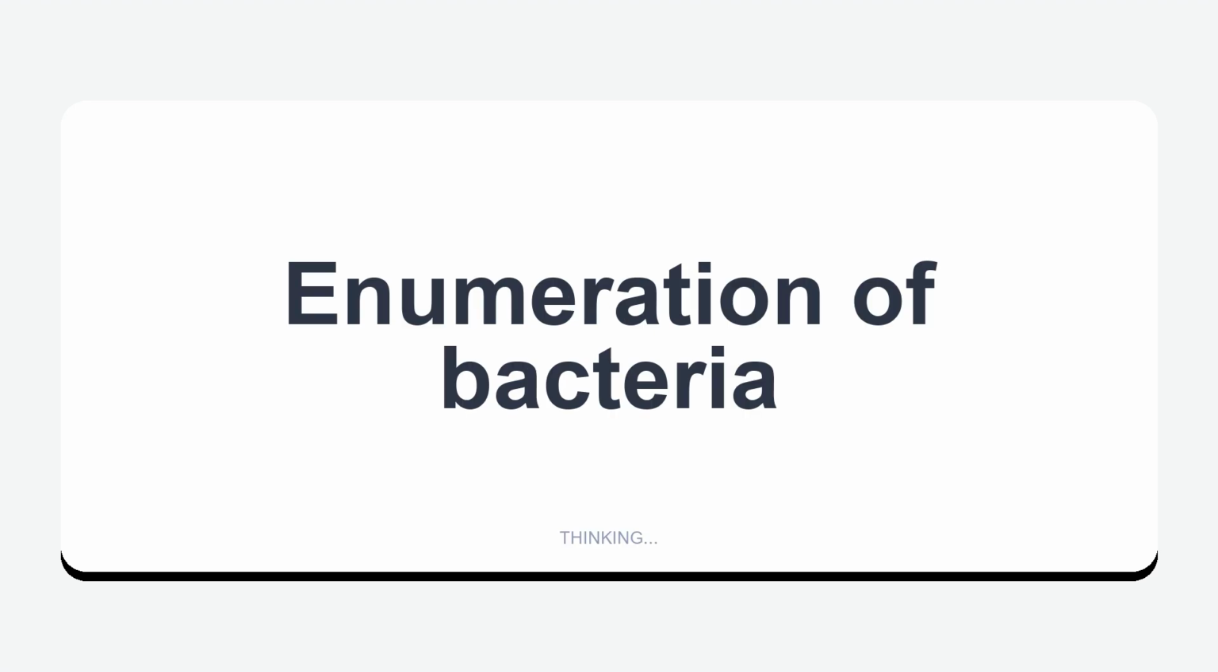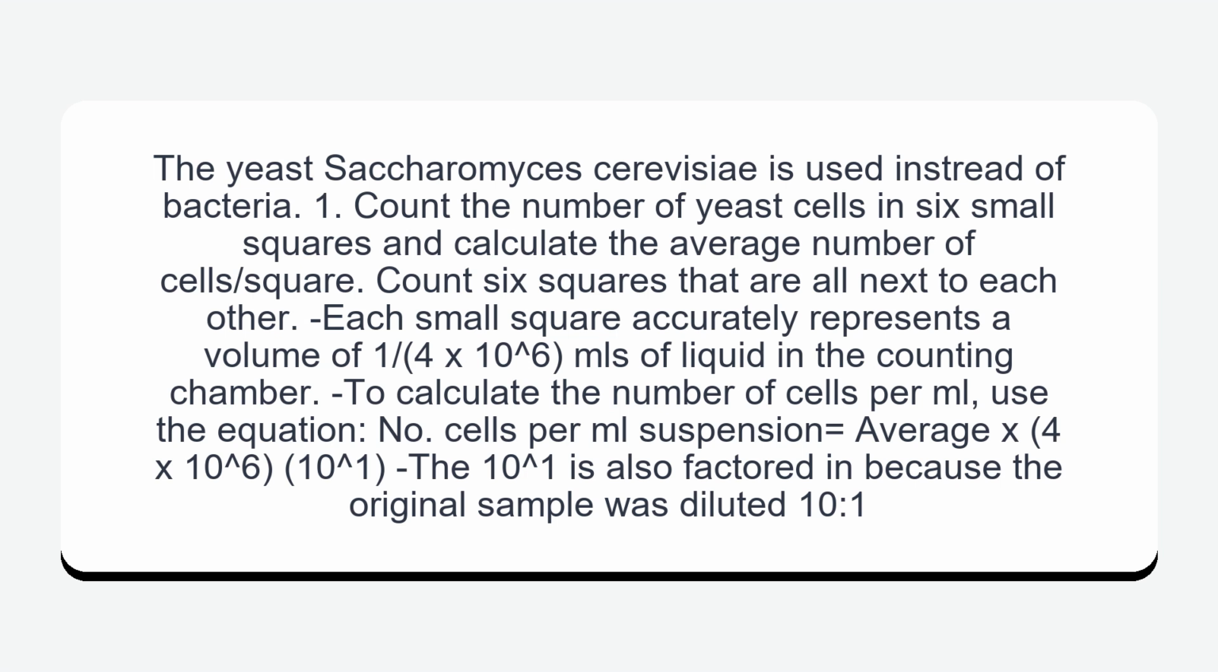Enumeration of bacteria. The yeast Saccharomyces cerevisiae is used in this study. 1. Count the number of yeast cells in 6 small squares and calculate the average number of cells/square. Count 6 squares that are all next to each other.